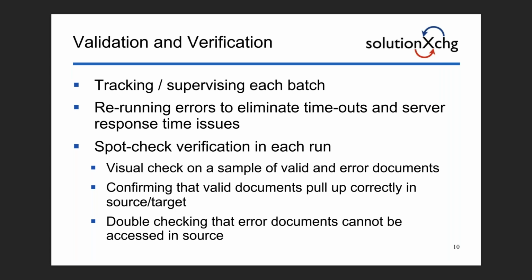In addition, some double checking should be done that documents that cannot be accessed in the source are really not there. Discrepancies in these scenarios are not uncommon. The reason for that is that documents are logged in the SAP system. For example, links exist, but the document for certain reasons never made it into your original legacy system.